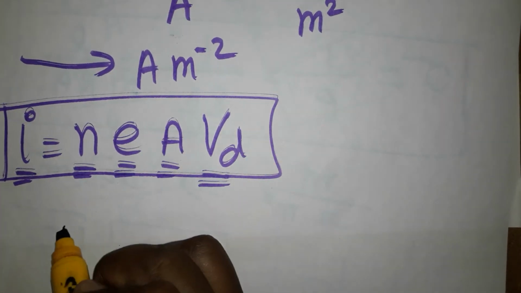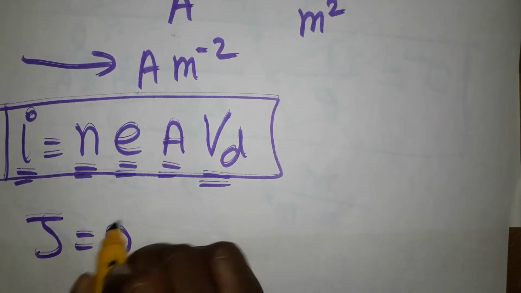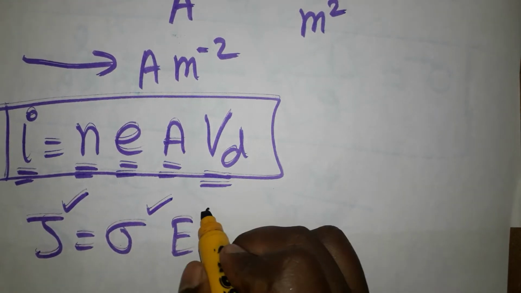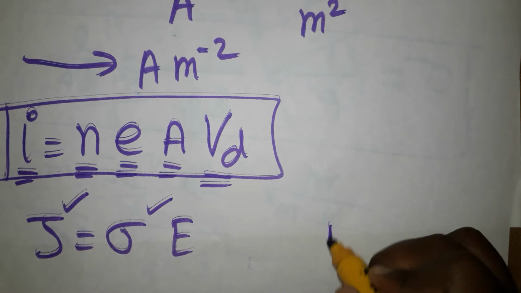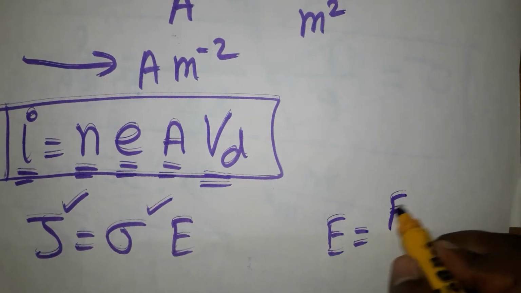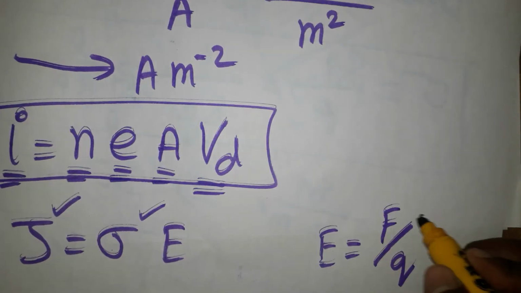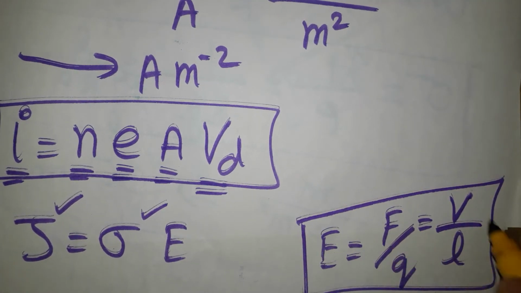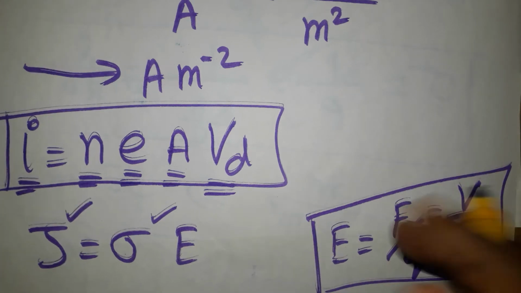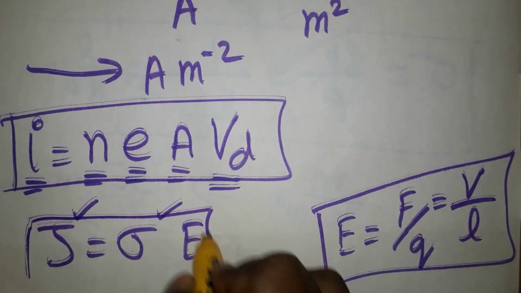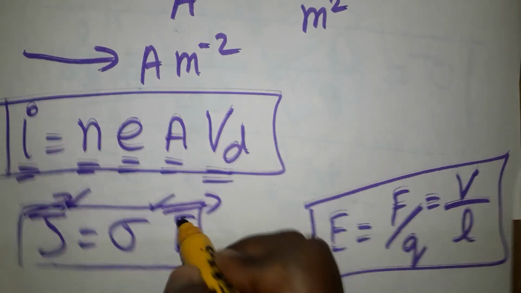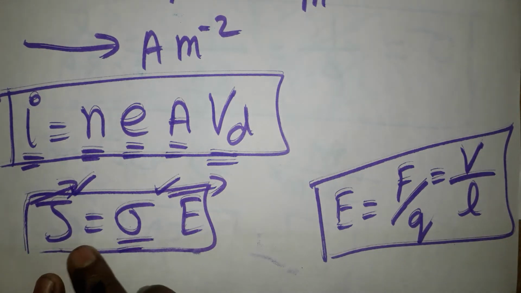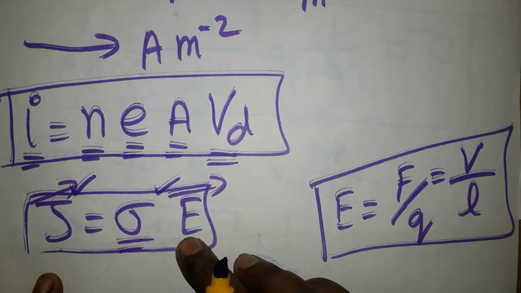Okay, the next thing, J is equal to sigma times E. J is the current density, sigma is the conductivity, E is called electric field. Electric field is force per unit charge, otherwise volt per unit length. So it is the vector form of Ohm's law, also called J vector, E vector. Current density is equal to conductivity times electric field.